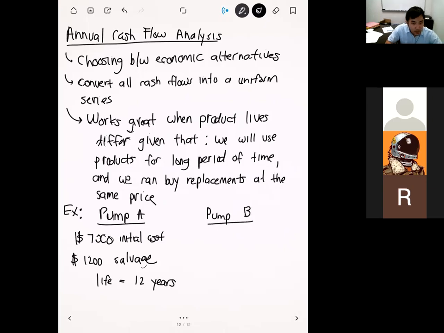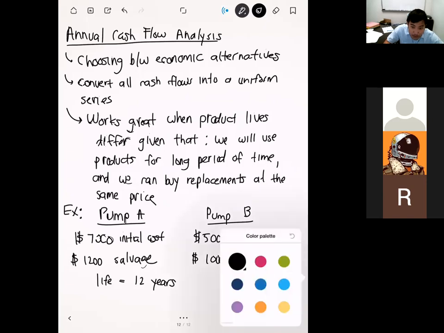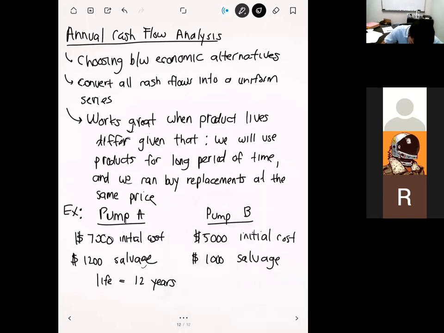Pump B, on the other hand, will have an initial cost of $5,000. It has a salvage value of $1,000. And the life for pump B is going to be 9 years. So we have two different products here, with two different costs associated with them, and two different lives.